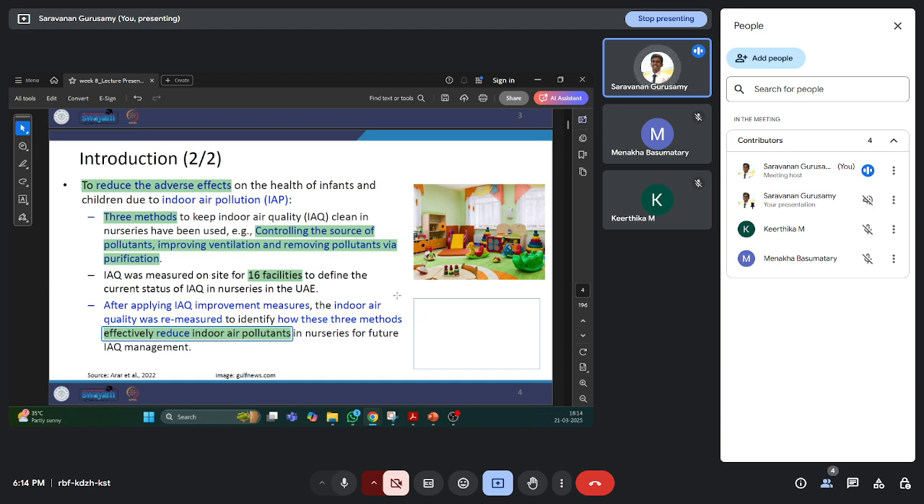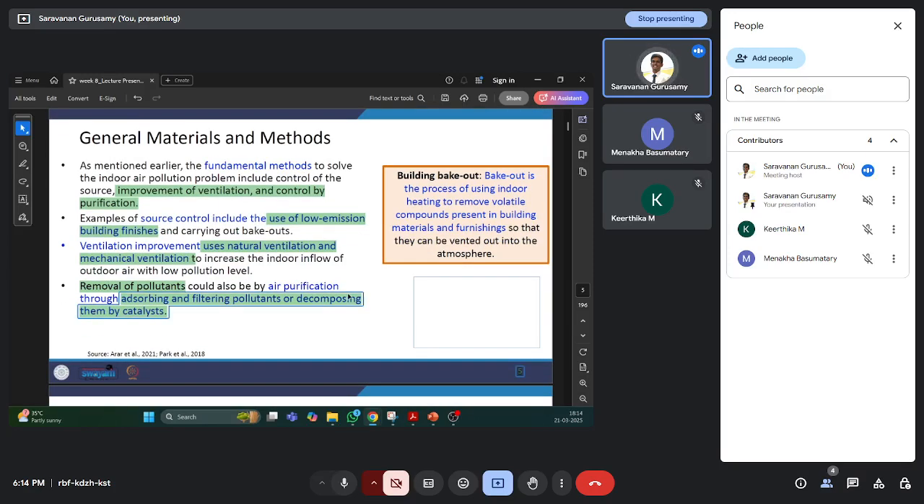So IAQ is the indoor air quality. Indoor air quality was measured in this study. They took 16 facilities, and they gave three methods to effectively reduce the indoor air pollutants. So what are the general methods they used? Improvement of ventilation, control by purification, and also control from the source. These are the three methods they followed.